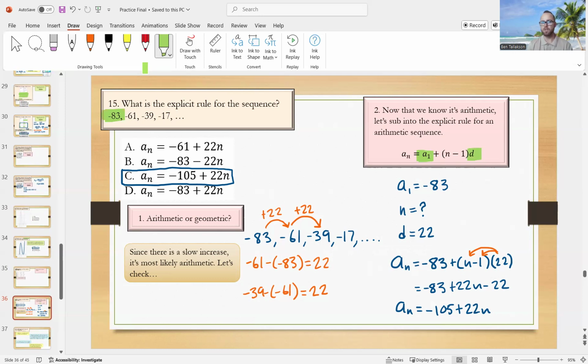So, okay, we have A sub 1, we have D, we don't know N. But that's okay. Look at your answer choices. They all have N in them, and they should. Remember, that's that variable you can plug in to find different things. Okay? So, we just distribute. Distribute the -22, combine like terms of -83 and -22, and your answer is C.